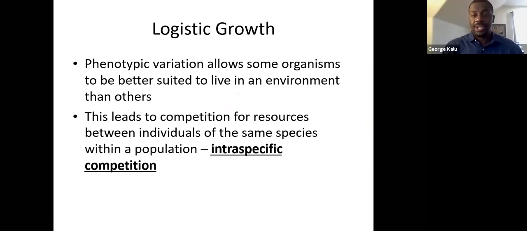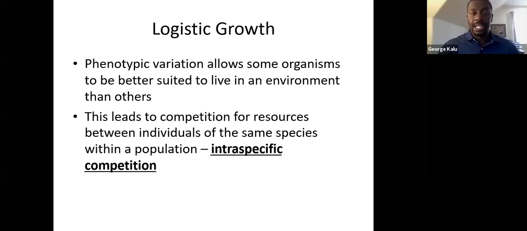So logistic growth is an indication that there's lots of phenotypic variation within the organisms of that population. That variation is going to allow some organisms to survive better than others, and so the ones that are able to survive better are the ones that are able to outcompete other individuals for access to those resources. And that's what we refer to as intraspecific competition. Intraspecific competition is competition between individuals of the same species for access to resources.